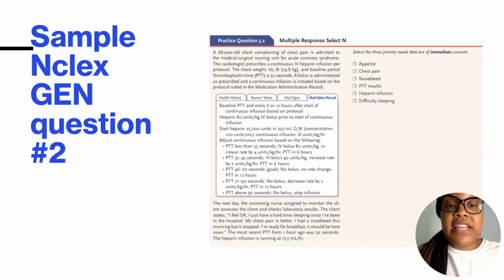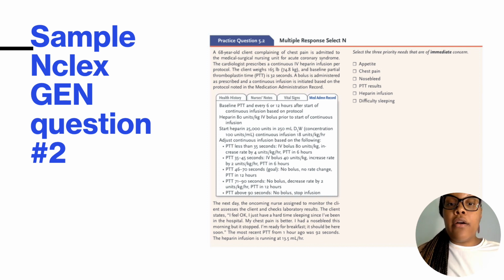It says that a 68-year-old client is complaining of chest pain, is being admitted to the med surgical nursing unit for acute coronary syndrome. The cardiologist prescribes a continuous IV heparin infusion per protocol. The client weighs 165 pounds, which is 74.8 kilograms, and the baseline PTT is 32 seconds. A bolus is administered as prescribed, and the continuous infusion is initiated based on the protocol noted in the MAR.